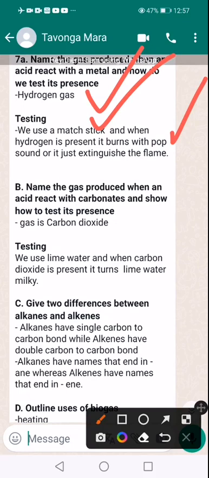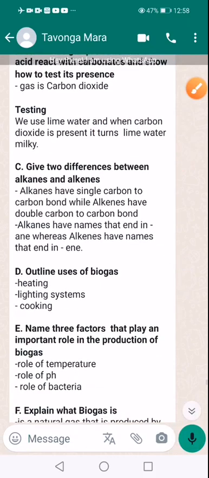Name the gas produced when an acid reacts with carbonates and show how to test its presence. When an acid reacts with a carbonate, it produces a gas called carbon dioxide. To test for it, we use lime water, and when carbon dioxide is present, it turns lime water milky.